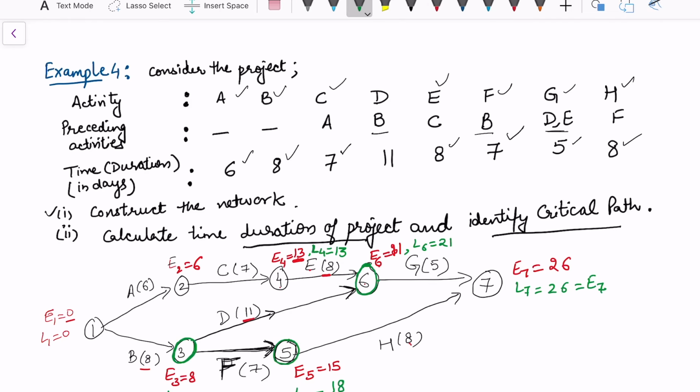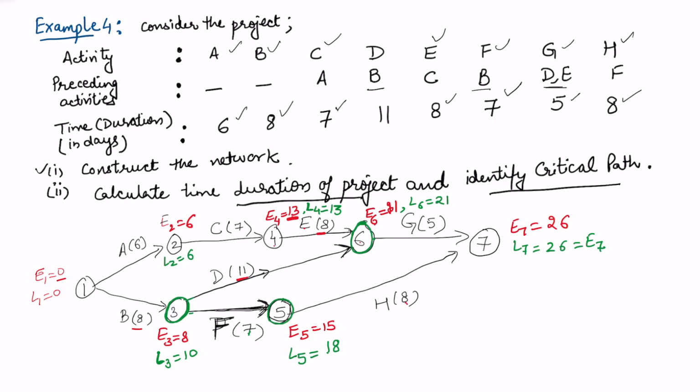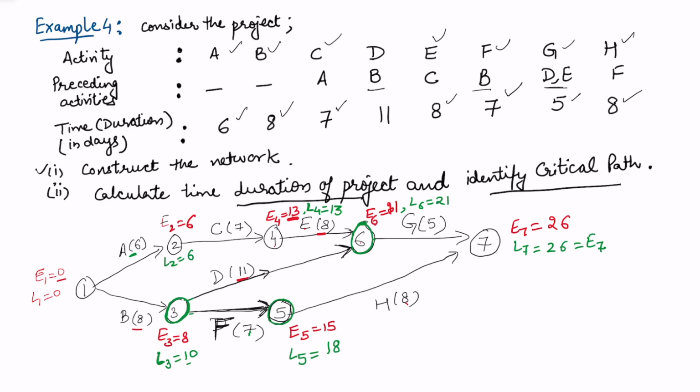To calculate the latest time of the third node, it has given rise to two activities, D and F. 21 minus 11, that is 10, and 18 minus 7, that is 11. So I'm going to write L3 as 10, which is the minimum. Now come back to latest 2. So L2, 13 minus 7, that is 6. Then 6 minus 6 or 10 minus 8 is 2. So we are back to 0. We are taking the minimum value. So L1 is 0.